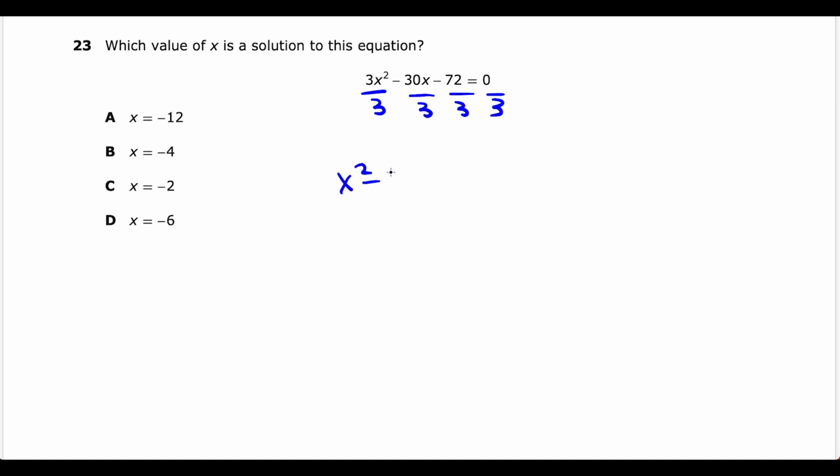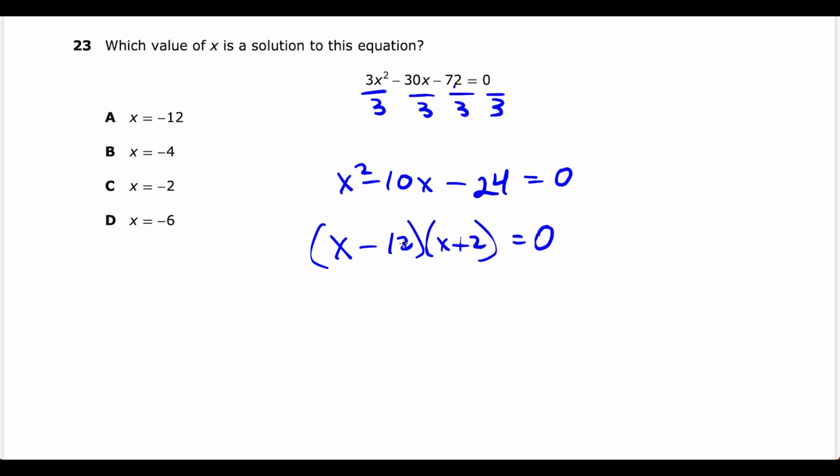So we would have x squared minus 10x minus 24, and 72 divided by 3 goes into 7 twice with a remainder of 1, and then 3 goes into 12 4 times like this, and this is equal to 0. So this will factor to x minus 12 times x plus 2, and we're setting this equal to 0 like this. And remember, this works because -12 plus 2 is -10, and the product of -12 and 2 is -24.